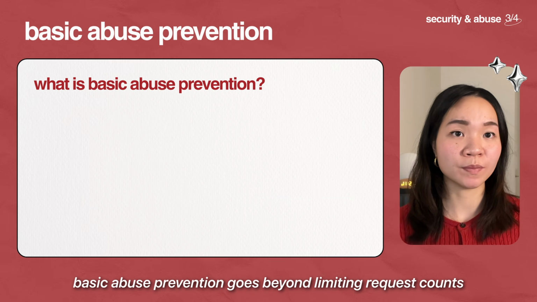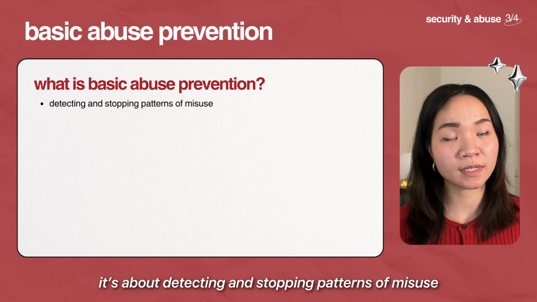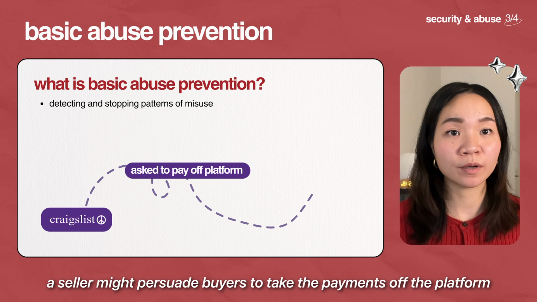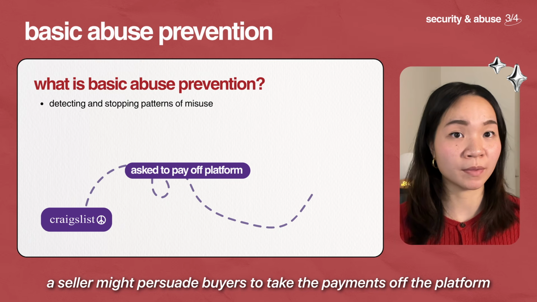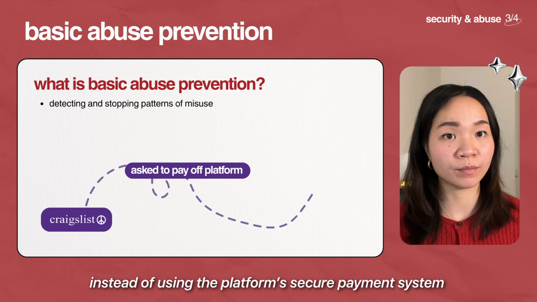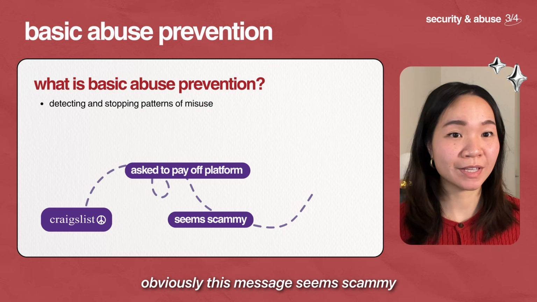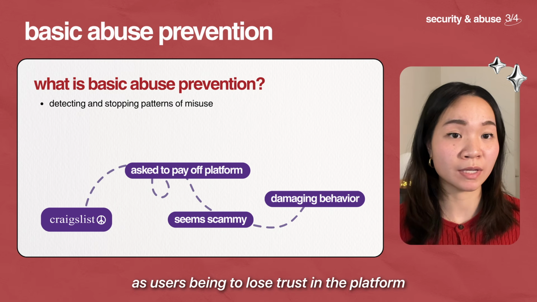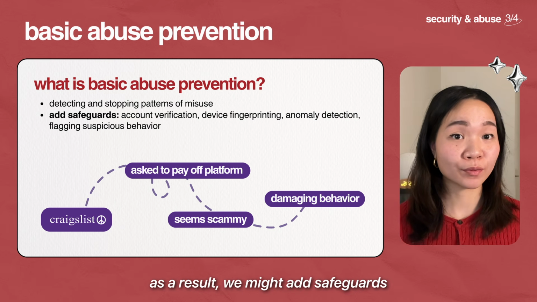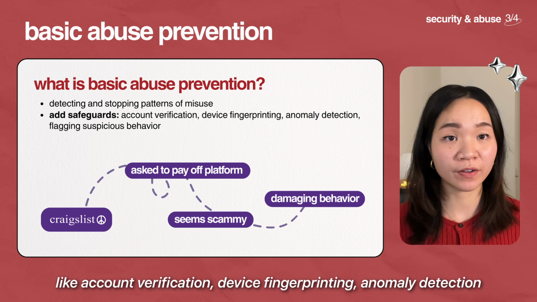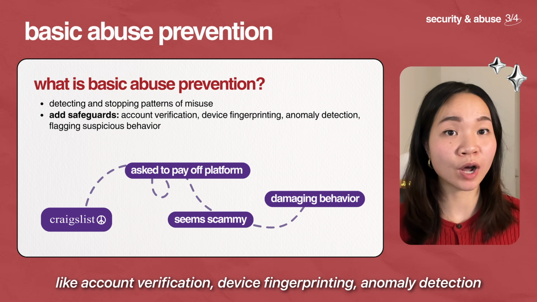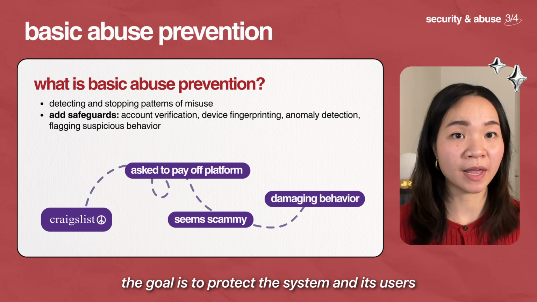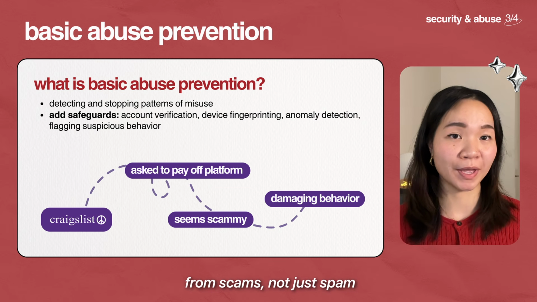Basic abuse prevention goes beyond limiting request counts. It's about detecting and stopping patterns of misuse. For example, on an online marketplace, a seller might persuade buyers to take the payments off the platform instead of using the platform's secure payment system. Obviously, this message seems scammy and will degrade the overall product experience as users begin to lose trust in the platform. As a result, we might add safeguards like account verification, device fingerprinting, anomaly detection, or flagging suspicious behavior patterns. The goal is to protect the system and its users from scams, not just spam.